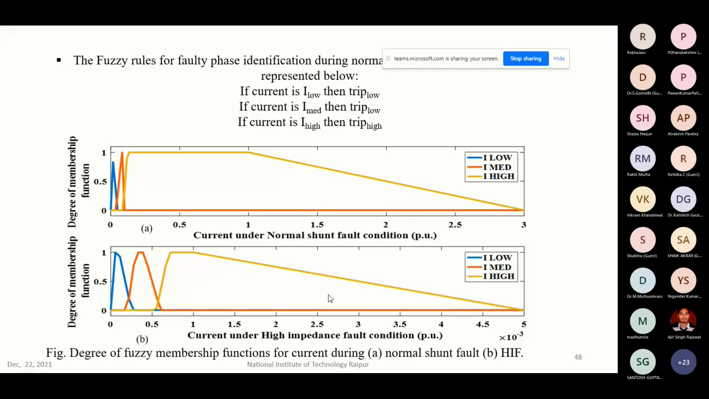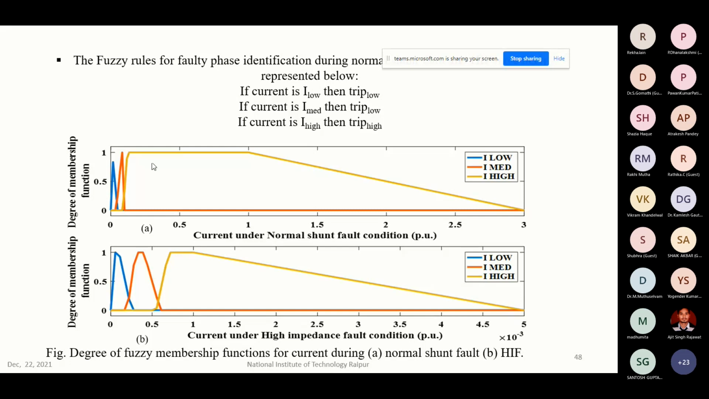So we need to design two separate fuzzy inference systems for the two operating conditions, either normal shunt fault or high impedance fault. You can see here that in case of normal shunt fault, the current rises up to 3 per unit in the present test case that we have selected. Whereas in case of high impedance fault, the current magnitude is, you can see, of the order of a maximum of 5 × 10⁻³ per unit. Because of this, two separate fuzzy inference systems have been designed to take care of the two conditions separately.